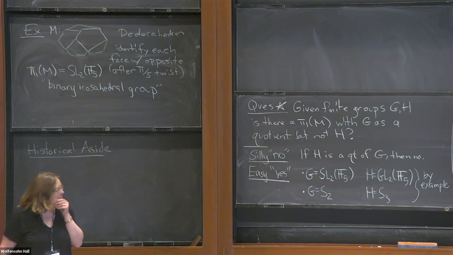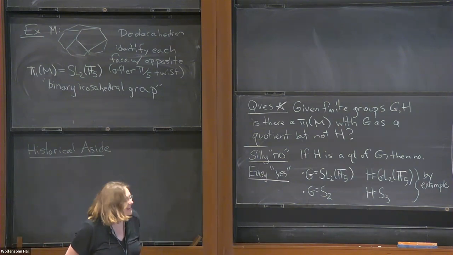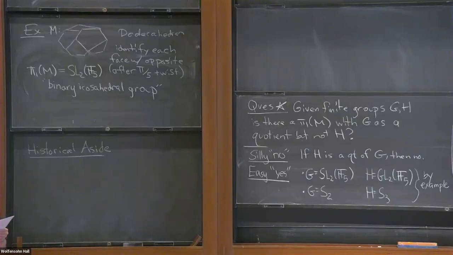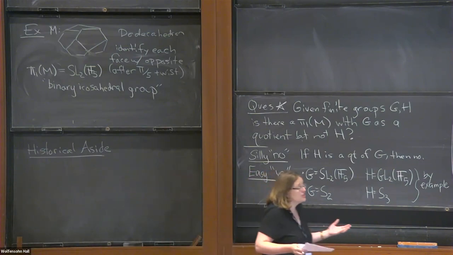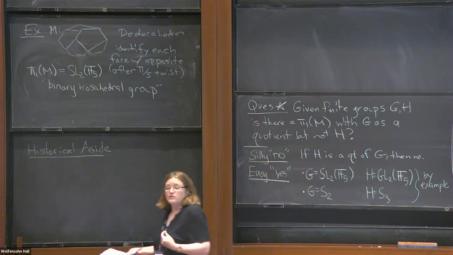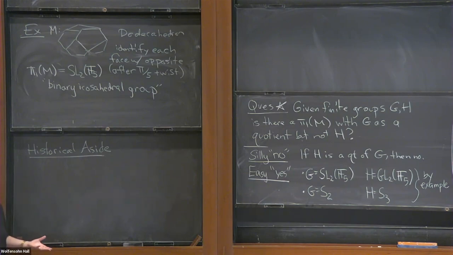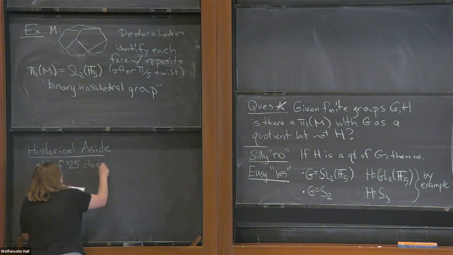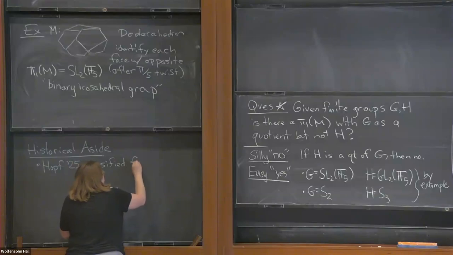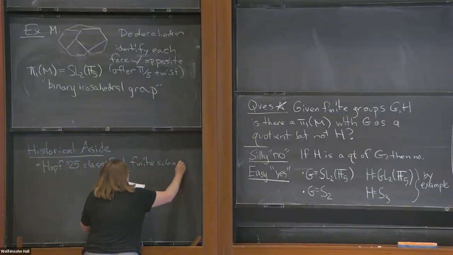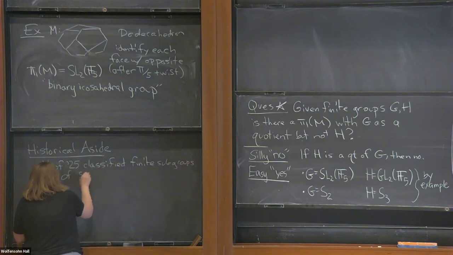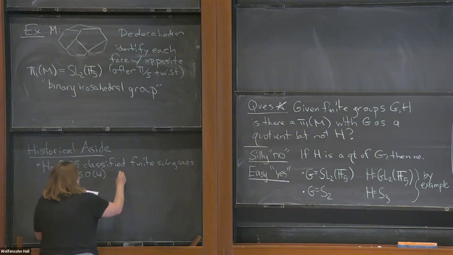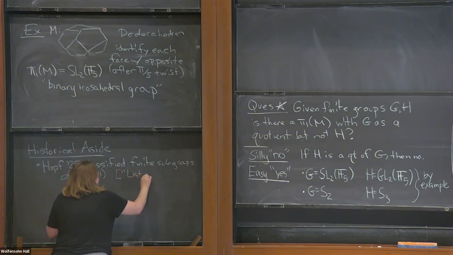Give a little historical aside on this fact here that there is no three manifold with this group. So for many decades, people were interested in the question of what finite groups themselves can actually be fundamental groups of three manifolds. And so Hopf in 1925 classified finite subgroups of SO4. And I'll call this list A.